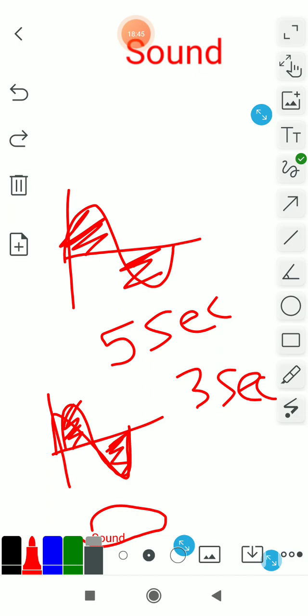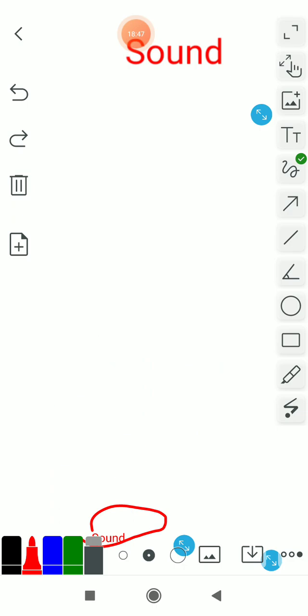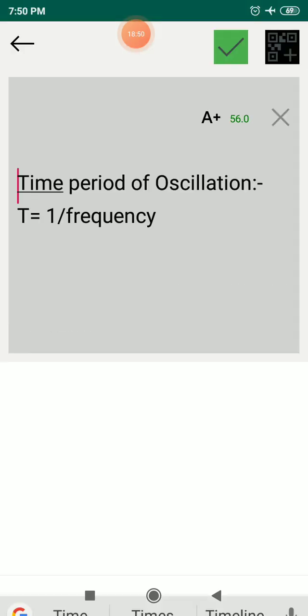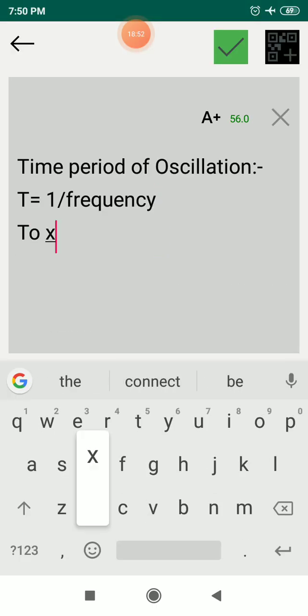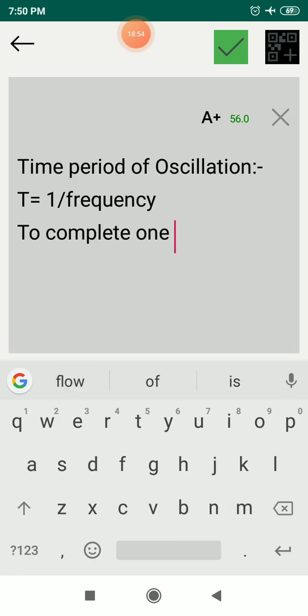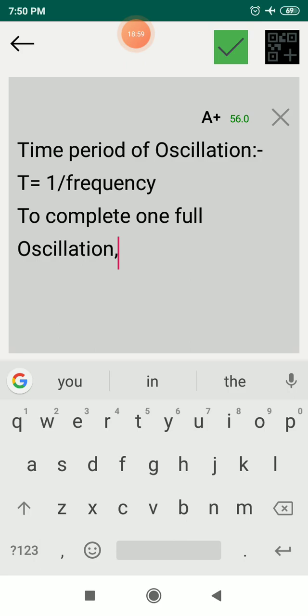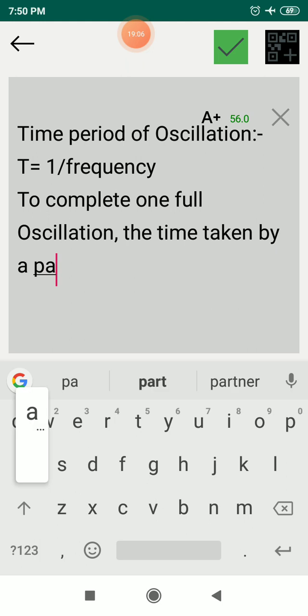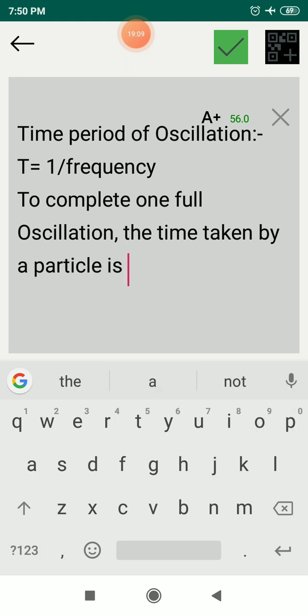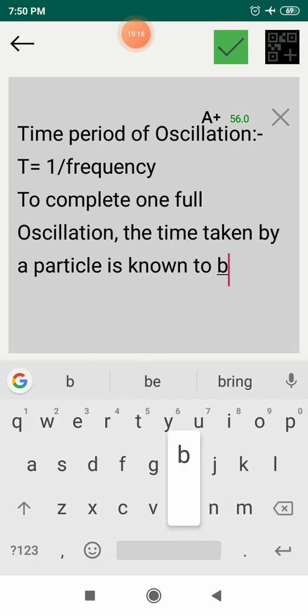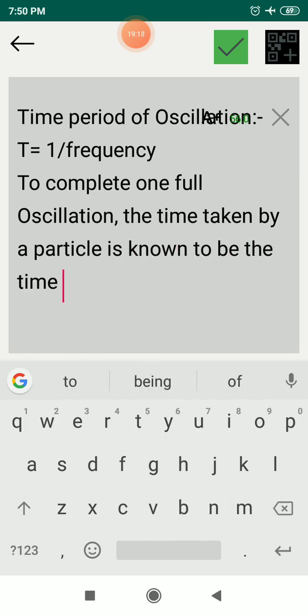Now, whose time period is less? The second one. So, what is time period then? Time period is nothing but the time taken by a particle to complete one full oscillation. That is known to be the time period.